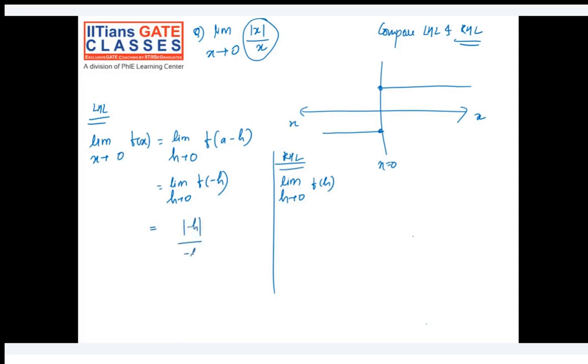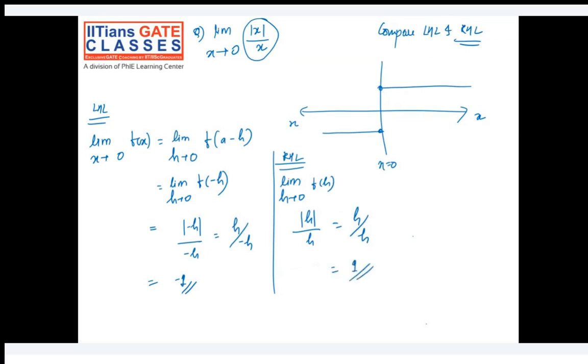Mod of minus h is minus h, and so minus 1 divided by minus h will be minus 1, which is h by minus h. Here it is h by h. Mod of h is h only, so ultimately you will get 1. So if you approach the point x equal to 0 from the right hand side, you always get one answer, and that is what our graph shows.